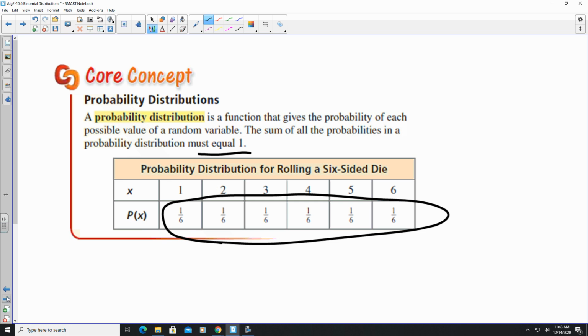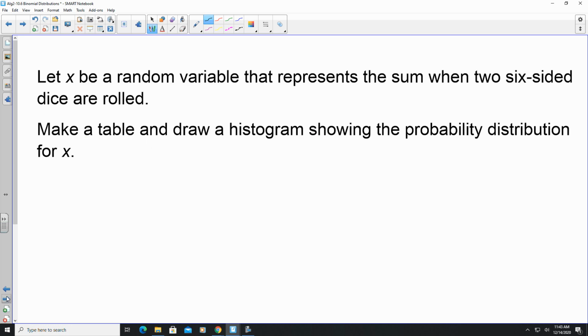To give you some examples, let x be a random variable that represents the sum when two dice are rolled. They want us to make a table, and then draw a histogram showing the probability distribution. We know from past lessons that if we roll two six-sided dice, we get 36 outcomes. That comes from 6 possible outcomes times 6, so 6 times 6 is 36.